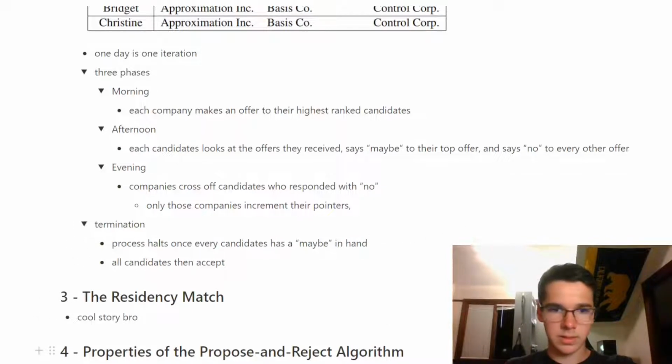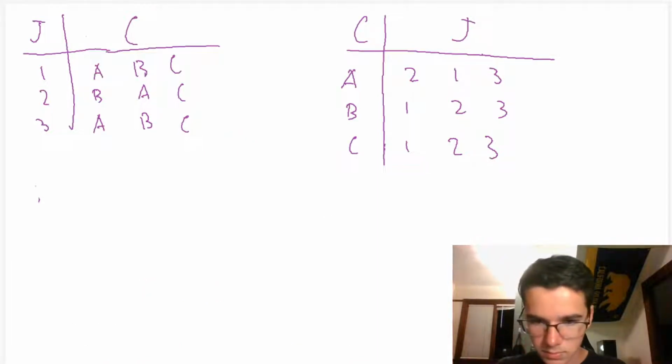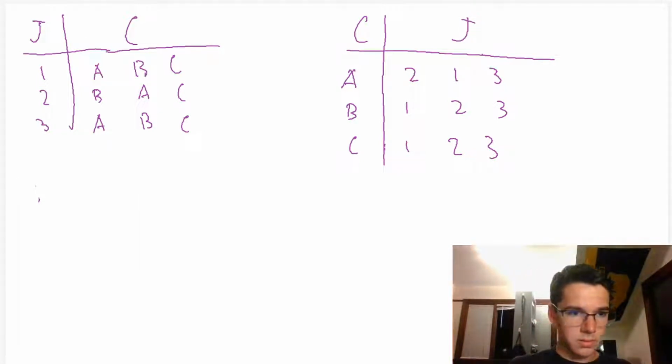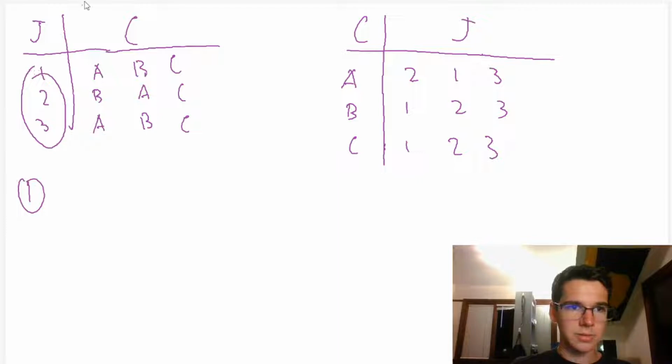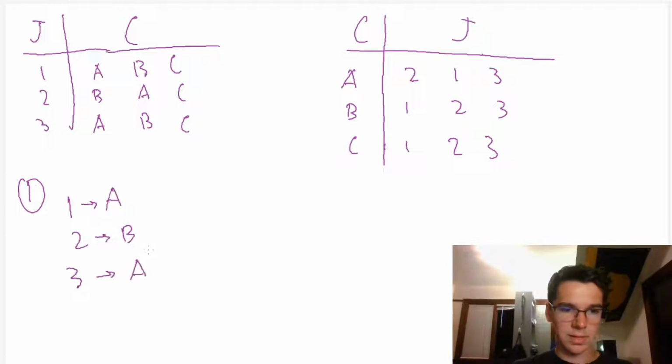And then let's illustrate in Paint. So we're going to say, I'm just going to erase some of that. Yeah. So first day, all the jobs are going to send offers to their top ranked candidates. So job 1 is going to send an offer to A. Job 2 is going to send an offer to B. And job 3 is going to send an offer to A.